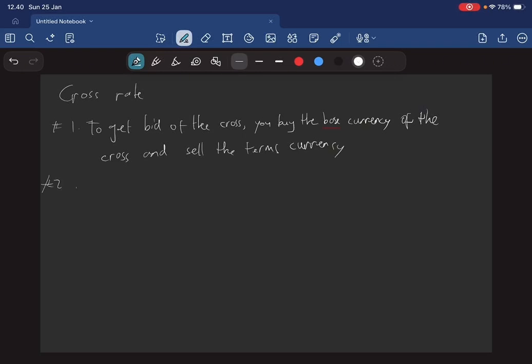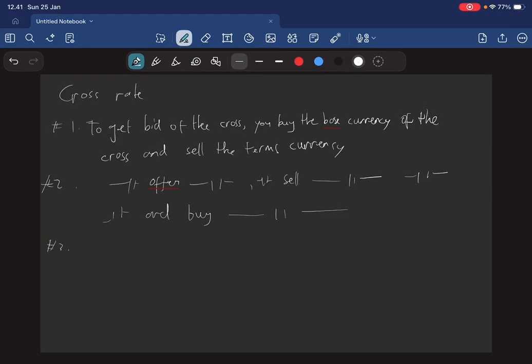Second, to get the offer of the cross, you sell the base currency of the cross and buy the terms currency. So basically just repeat the first sentence, but you reverse all the sell and buy.